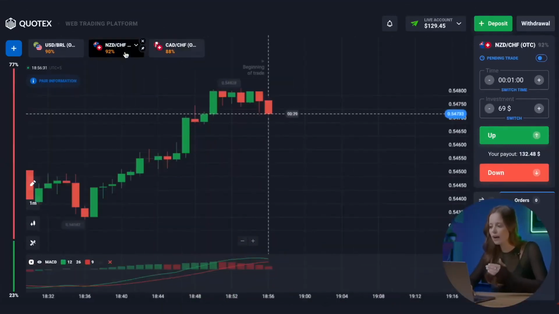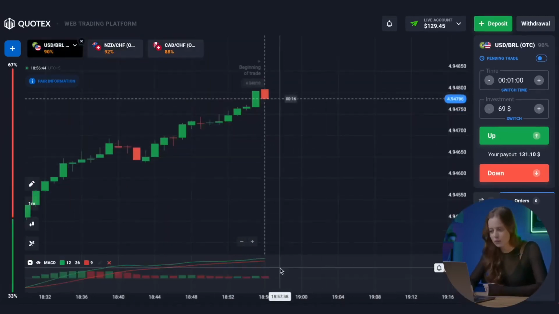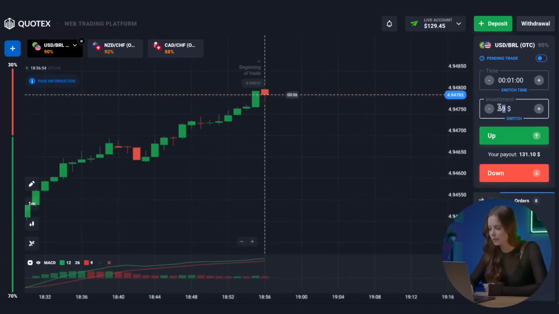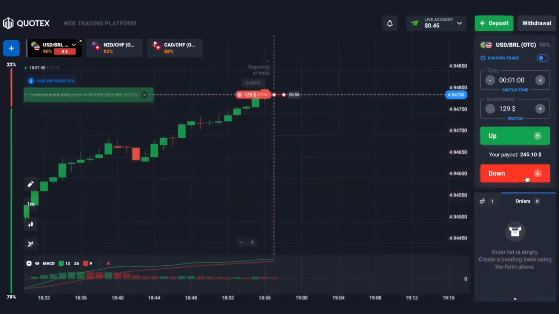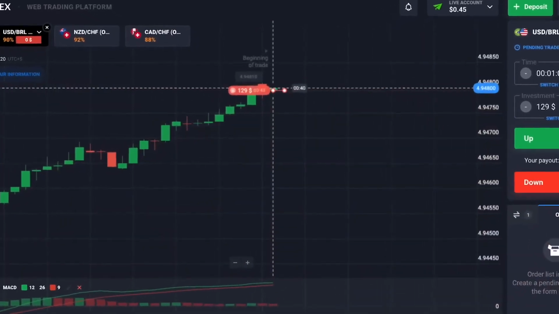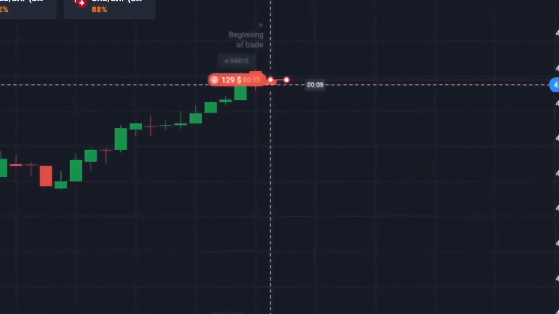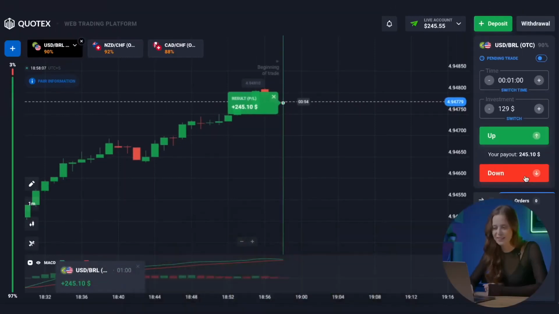We already have $129 in our account. I like to make trades on different currency pairs because the market situation changes every second. So let's move to a new currency pair and prepare for a put option. Excellent! We have a great day today.